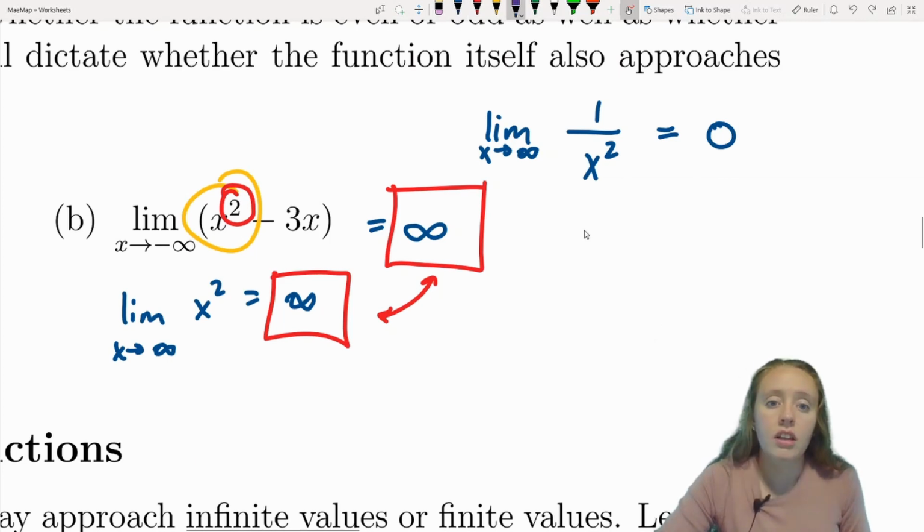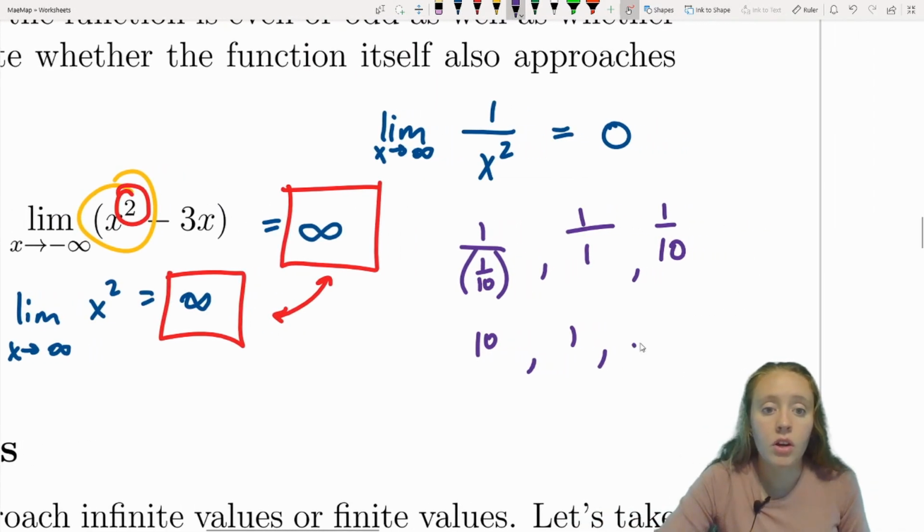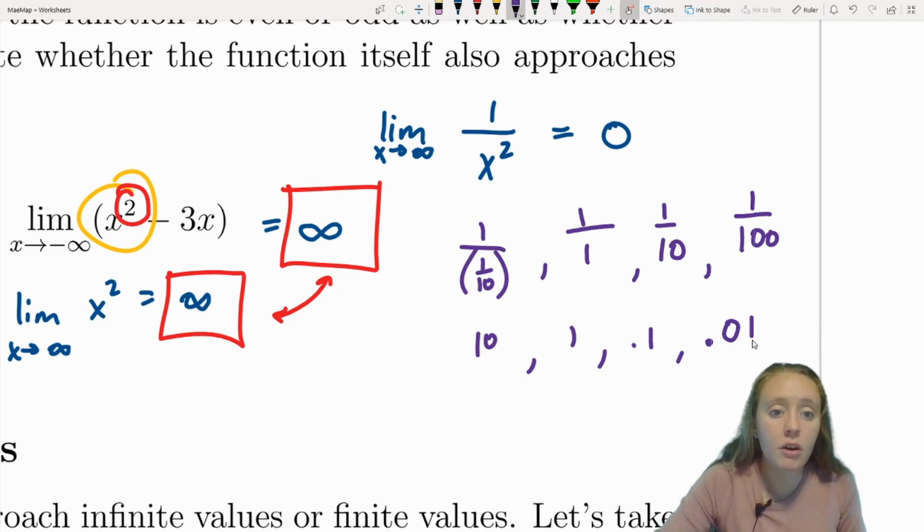And if you want to think of it in terms of numbers, let's take a look like we did previously. Let's look at 1 over 1/10. Well, that was equal to 10. Let's make 1/10 larger. Let's go to 1. 1 over 1 is equal to 1. So let's make this denominator even larger. Let's go 1 over 10. Well, that's 1/10, or 0.1. Or if we think about going even larger in our denominator, 1 over 100, well, that's going to be 0.01.